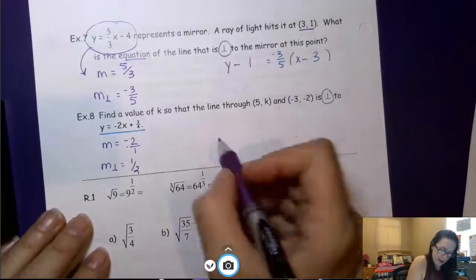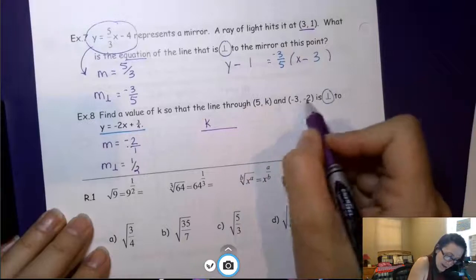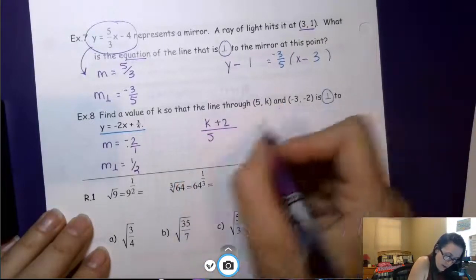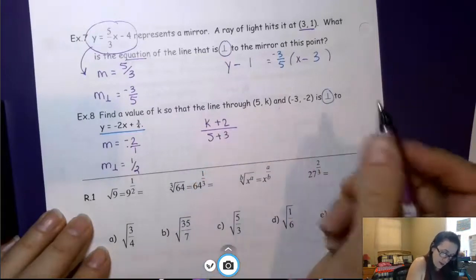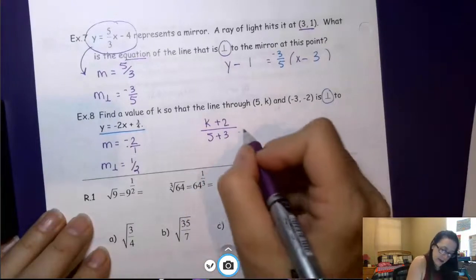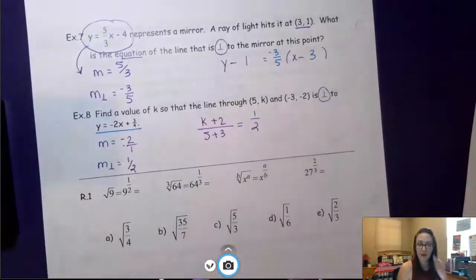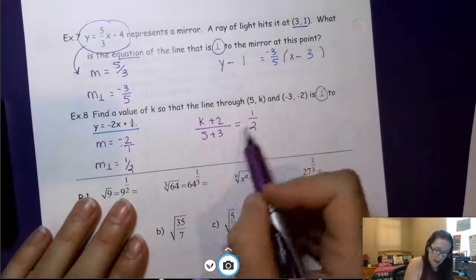I'm going to plug these into my slope formula. It's going to be k minus negative 2 over 5 minus negative 3. So this down here is actually 8. I need this equal to 1/2. There are different ways you can solve this, so you may have done it already and got it a different way. You could cross multiply to get rid of the fraction.